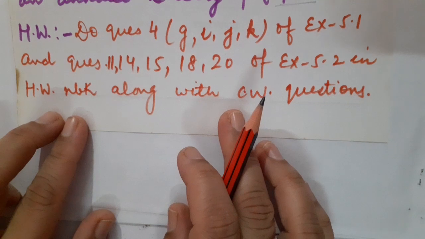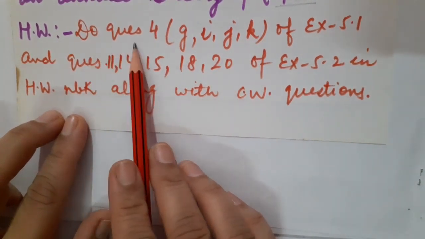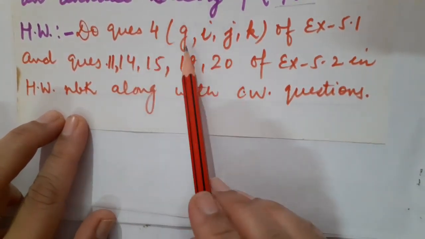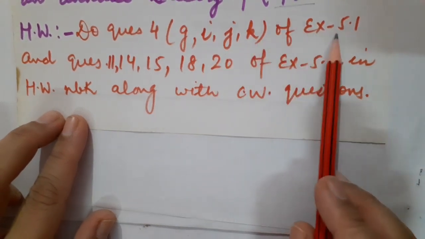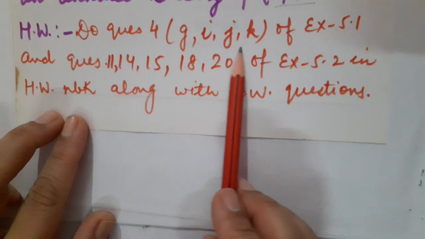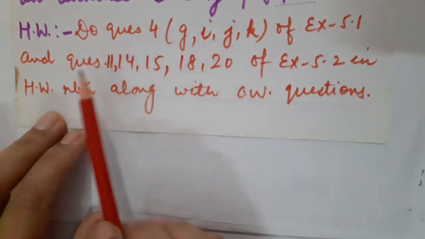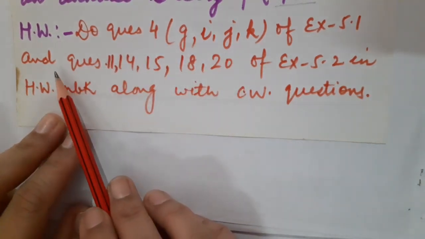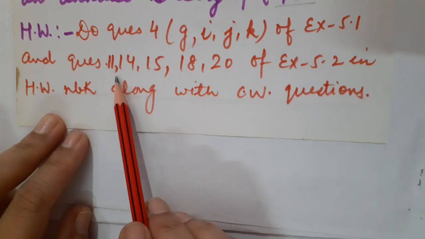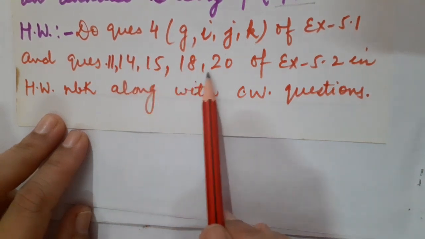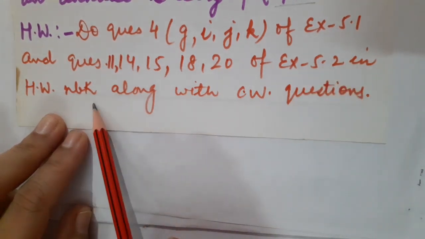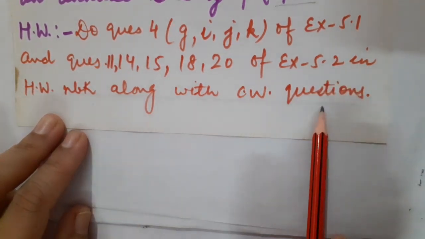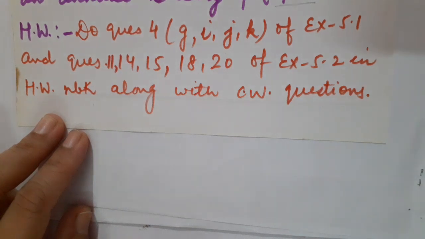Now, children, that's it for the day. Please note down your mathematics homework. Do questions 4, G part, I part, J part and K part of exercise 5.1. These very parts were left. Fine. From exercise 5.1. And question number 11, 14, 15, 18 and 20 of exercise 5.2 in homework notebook along with classwork questions. Fine, students?